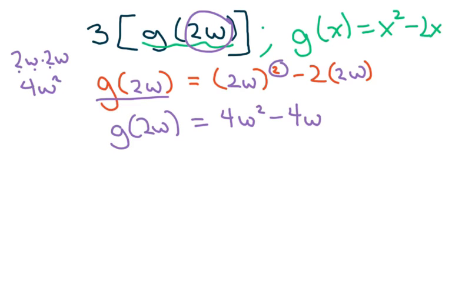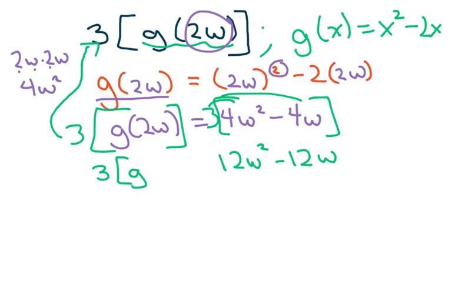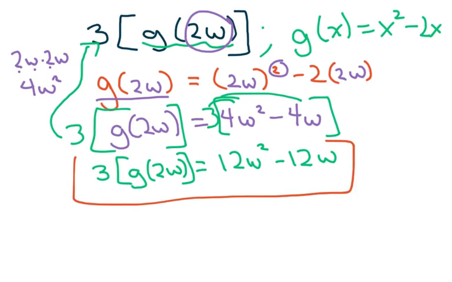But now we want to multiply everything through by 3. So I'm multiplying this by 3 and this by 3. So I'm just going to distribute here, and I get 12w squared minus 12w. So 3 times g of 2w equals this. And that's my final answer. And this is all.